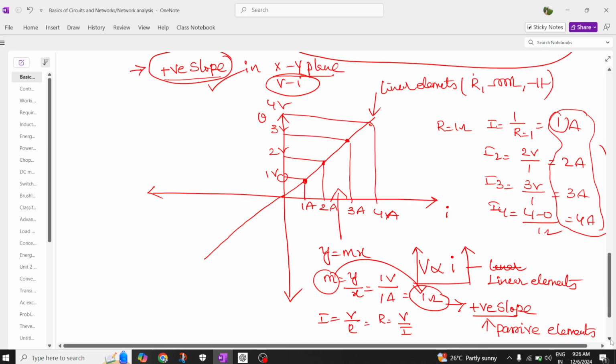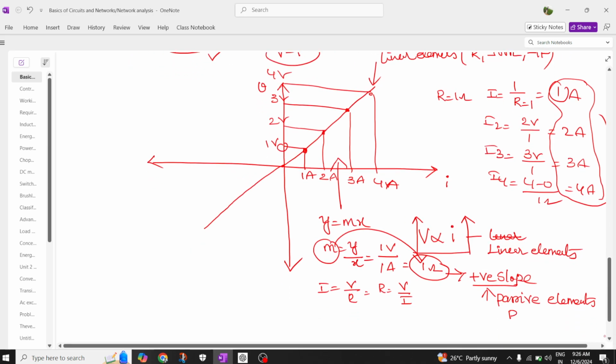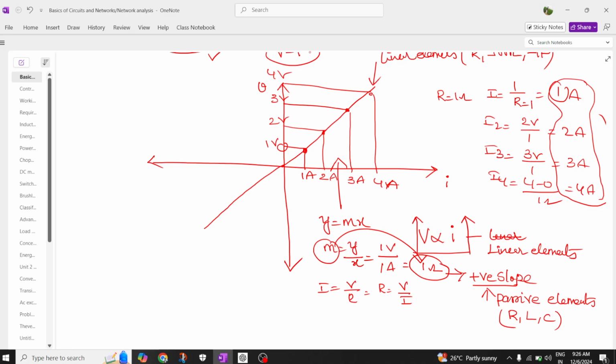So what are the passive elements? We already discussed. R is a passive element, L is a passive element, C is a passive element. In the competitive exam, they will draw a graph and ask which elements are lying in the first quadrant. The elements lying in the first quadrant are which elements? Passive elements. Very simple. Why? Because the slope is positive.